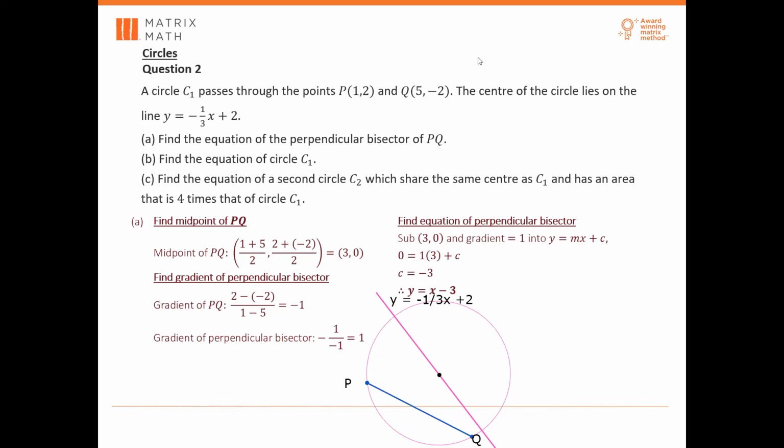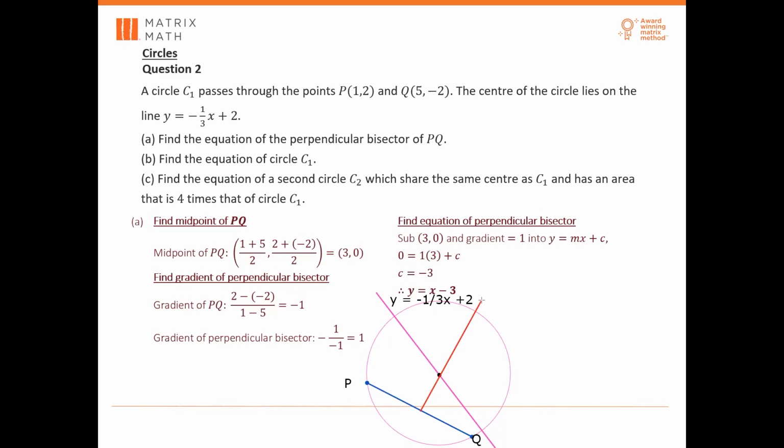All right, so I'm going to draw it for you. The perpendicular bisector here will cut. It's not drawn to scale, so I'm purposely drawing it the way it cuts the center of the circle. So this red line here is your y equals x minus 3. The perpendicular bisector will always pass through the center of the circle.